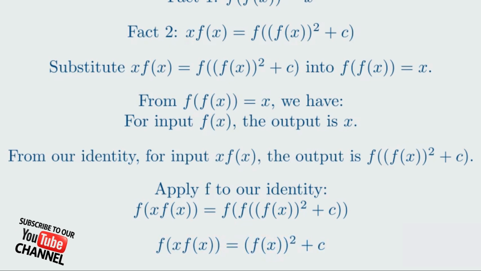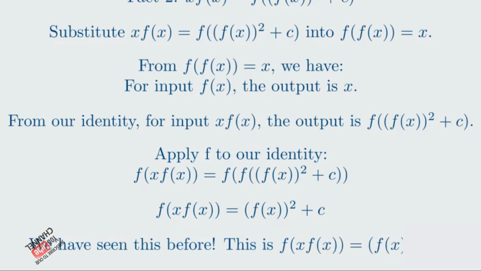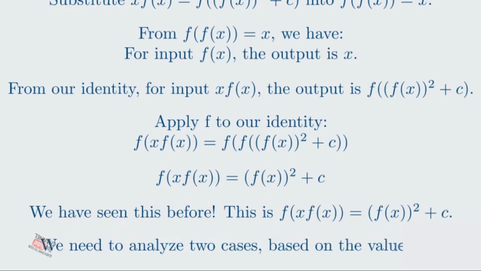This looks familiar. It's the exact same equation we found by substituting y equals c into the original equation. Let me point that out again. This means we haven't created a new independent result. This indicates that we should probably consider the term f of x squared plus c as an input to our function f. To proceed, we need to analyze two cases based on the value of c. Our analysis has led us to the relationship f of x times f of x equals f of x squared plus c. Now we must consider the two possible cases for the value of c.